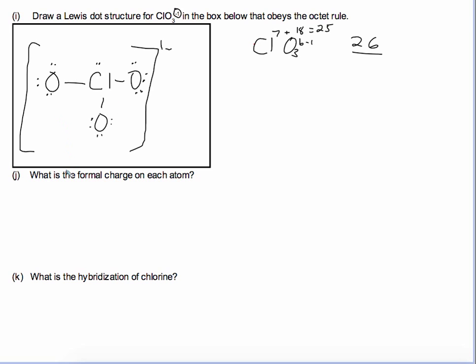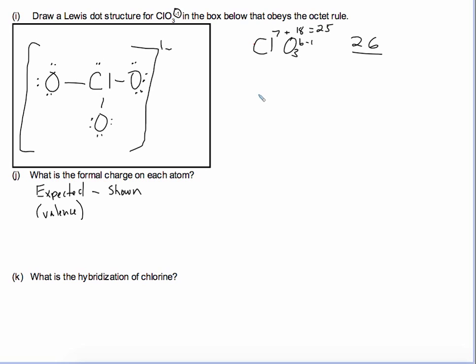Now, what is the formal charge? The way that I do it is I just think of it this way. Expected electrons, like how many electrons does something have, and that's basically the valence electrons, minus the electrons shown. All right, so let me show you how I would do this here.